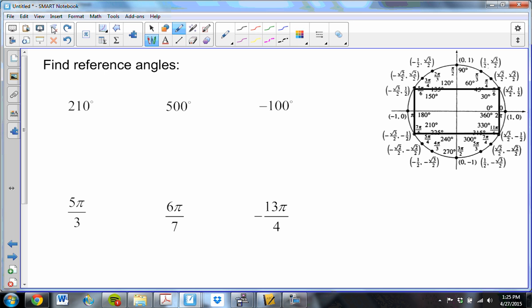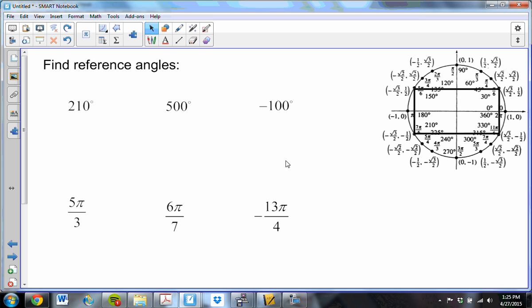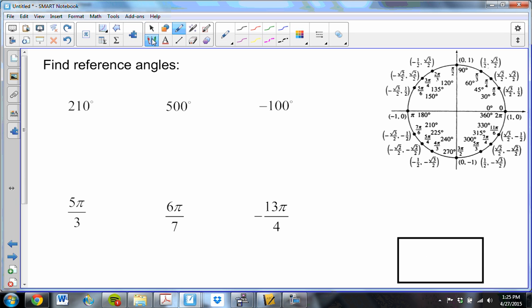Now 500 isn't on the unit circle. And specifically, 500 is more than a whole circle around. Anyways, I'm going to get rid of this rectangle. 500 degrees is a whole circle plus 140. So we're really sitting here at 140 degrees. Well, a reference angle is just the angle to the x-axis. Always the angle to the x-axis. So that's 140, then this is 40 degrees. So the reference angle is 40 degrees.